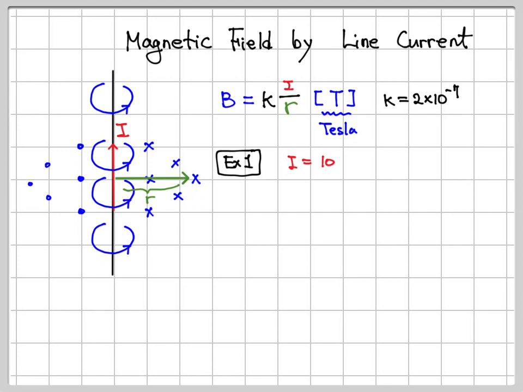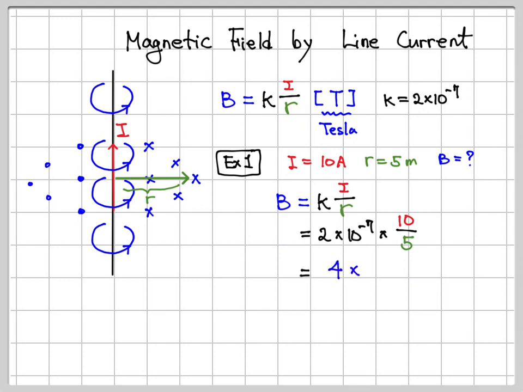When current is 10 amperes and the distance is 5 meters from the wire, how can you find the magnetic field? Let's use this formula. So plug in numbers. K is 2 times 10 to the power of negative 7, and current is 10 amperes, and distance is 5 meters. So you use a calculator and simplify it, we'll get 4 times 10 to the power of negative 7 Tesla. Let's move to the second example.